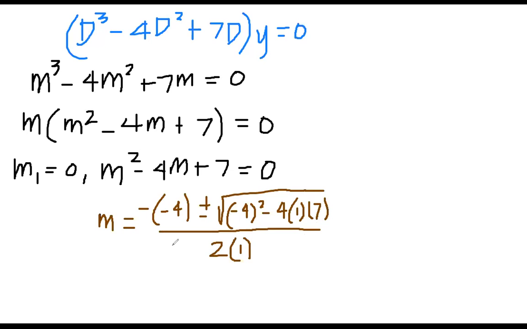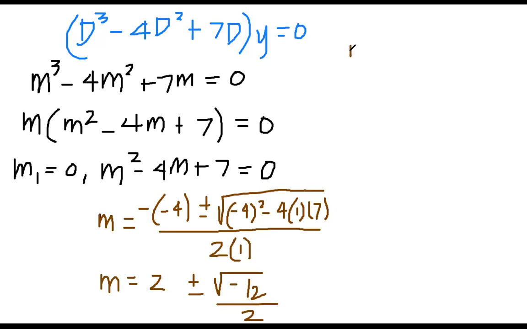Okay, so where are you now? Were you able to get the roots? So m is equal to negative times negative 4, which is positive 4, divided by 2, it's 2, plus or minus the square root of negative 4 squared, which is positive 16, minus the product of 4, 1, and 7, which is 28. So 16 minus 28 gives square root of negative 12 over 2.